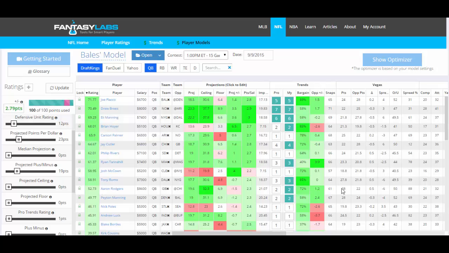Hey guys, it's Bales. I'm looking at our NFL player models tool for 2015, and I wanted to show you quickly how to make a model and just some of the stats that we have in the models.